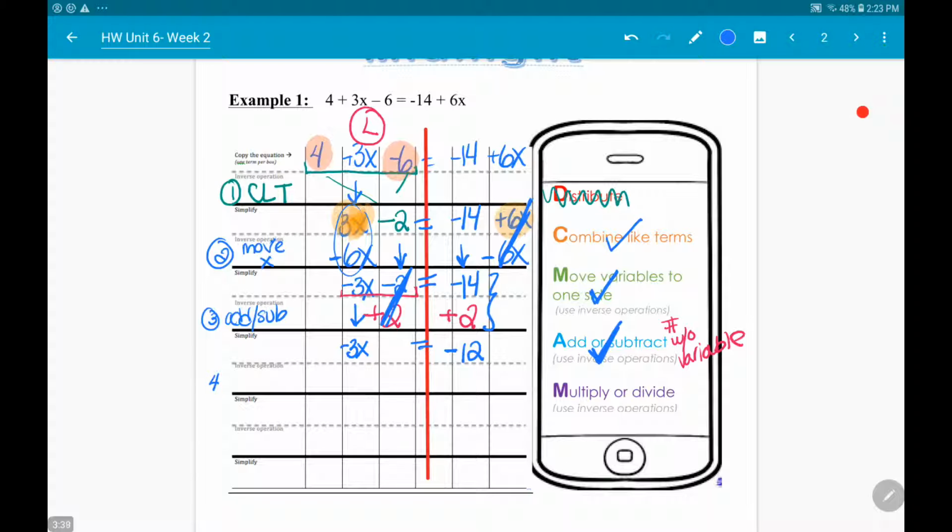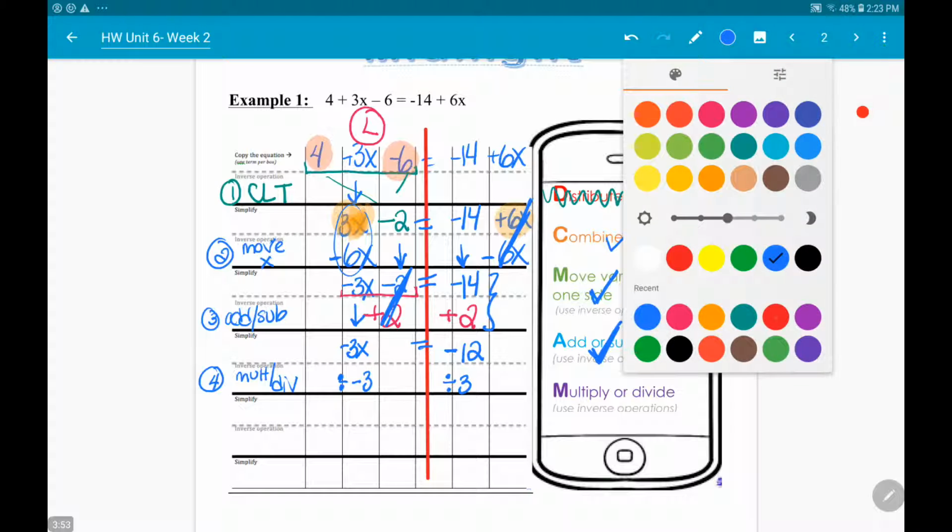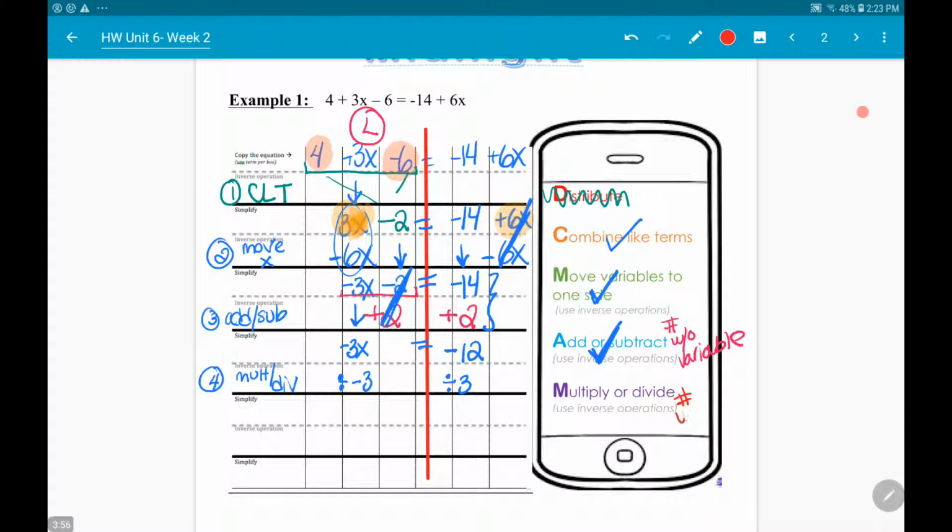Alright, last step. It says to multiply or divide. In this case, I'm going to divide by the number in front of the variable, or the number with the variable. Alright, these cancel. I bring down my x, bring down my equals, and I solve this to get -4. And that is my final answer.